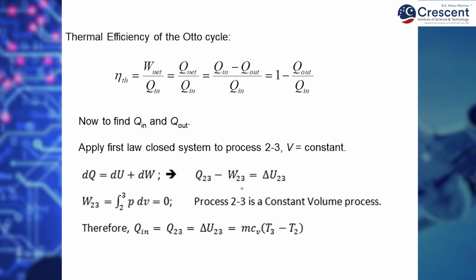So, process 2 to 3 is a constant volume process where work done is 0. Applying this concept in the equation, W 2 to 3 will be 0. So, Q 2 3 will be equal to delta U 2 to 3. That means heat addition will be equal to the change in internal energy for process 2 to 3. You know that the change in internal energy can be written as m Cv delta T, with delta T between 2 and 3, so T3 minus T2, which is higher minus lower. Heat input can be given as m Cv (T3 minus T2), where T3 is the temperature at the end of combustion or end of the heat addition process, and T2 is at the beginning of the heat addition process. So, m Cv (T3 minus T2) will give you the heat input value.